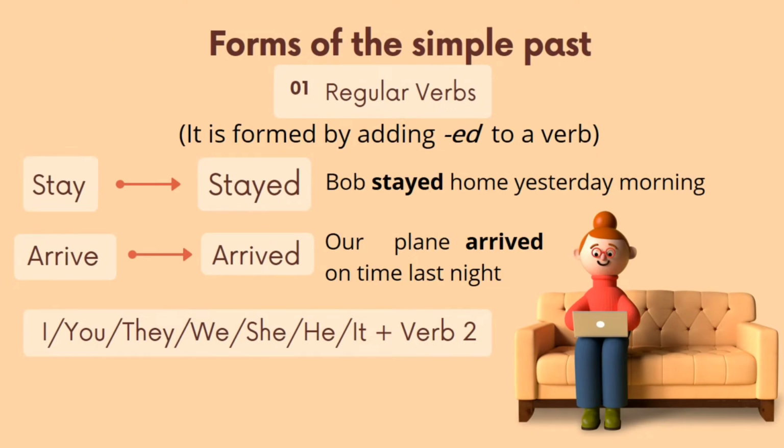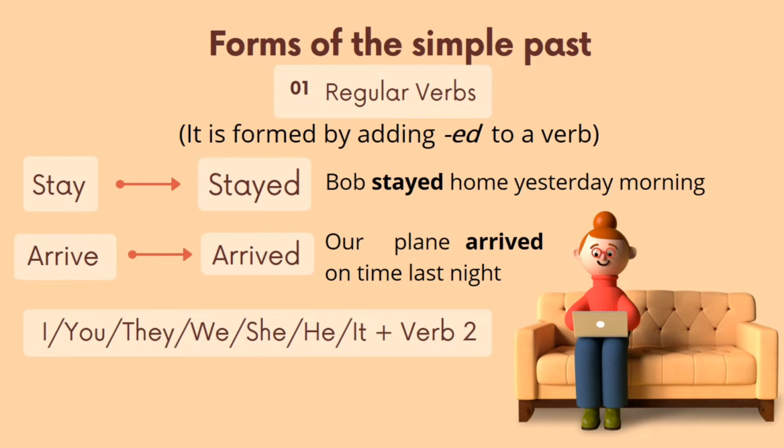The first form is regular verb. It is formed by adding suffix ed to a verb. What is suffix? Well, suffix is a group of letters which is added at the end of a word. As you can see here, the word stay becomes stayed. Stay is verb 1 and stayed is verb 2. For example, Bob stayed home yesterday morning. Why does it become stayed? Because here there is the time signal yesterday. So it becomes stayed. It uses simple past verb.